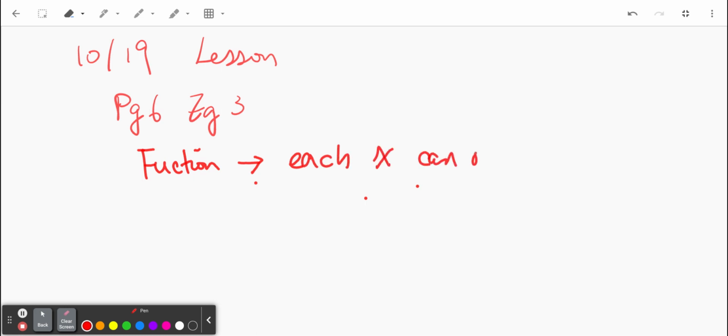So, what is a function? A function is a special relationship between x and y. Okay? So, basically, function means each x can only relate to one y. Each x can only relate to one y. All right, by knowing that, let's take a look at example number 3.